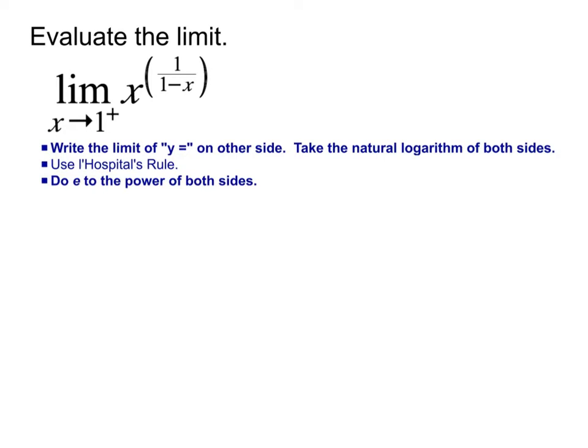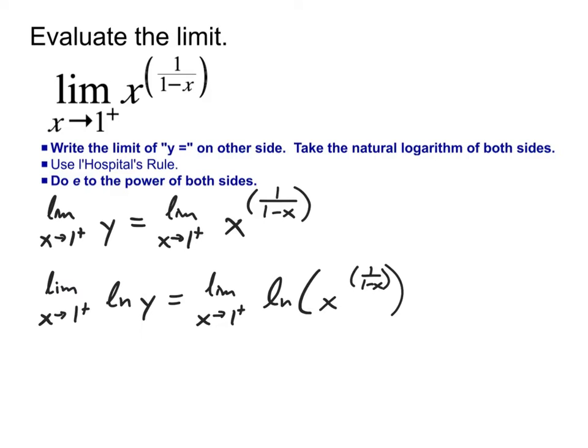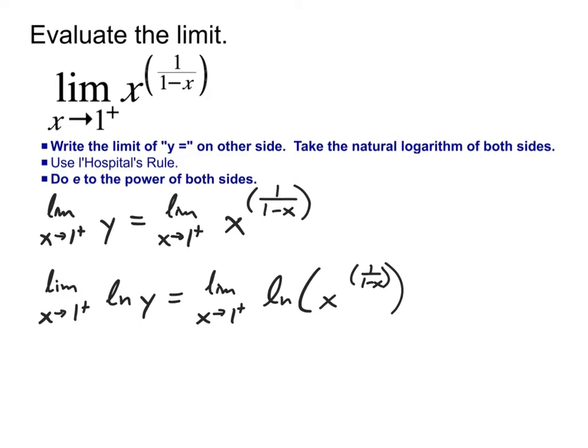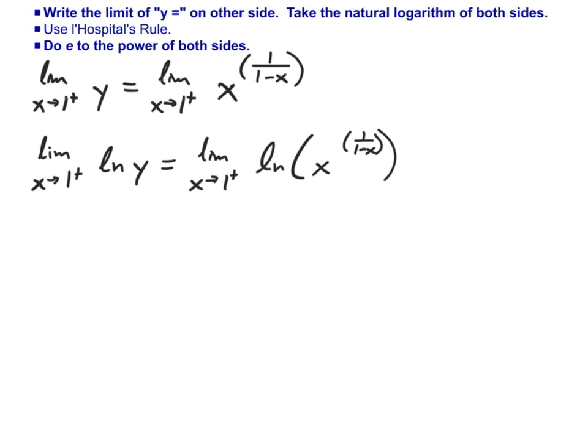First thing is we write it as the limit of y equals on the left side now, so we've made it into an equation, and we do that so that we can take the natural logarithm of both sides. And again, the purpose of doing that is being able to pull down this exponent, and that turns it into a product then, which will then later turn into a quotient.